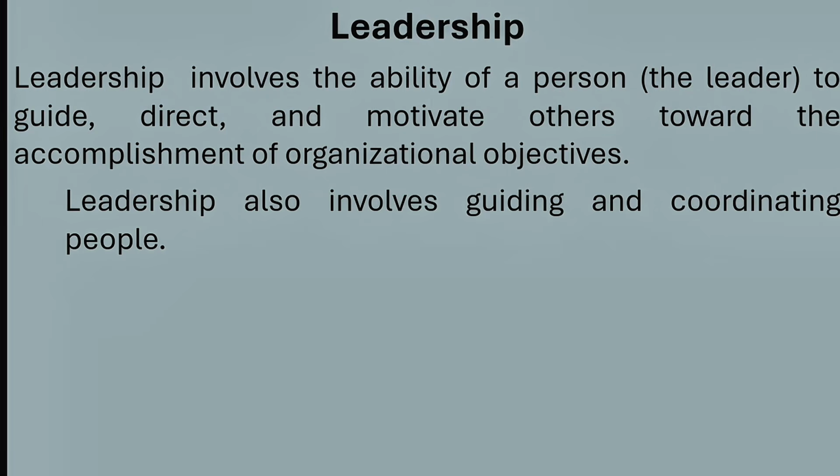Leadership also involves guiding and coordinating people. A leader must coordinate the activities of all the people who work together in order to support the whole objectives. The whole is greater than the sum of individual ambitions, so a leader must coordinate the efforts of every individual they are working with in order to achieve their goals effectively and efficiently.